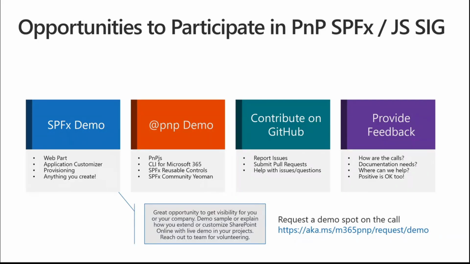Contributing on GitHub, of course, you can always report issues, submit pull requests, and help with issues and questions. If other folks have questions you might have an answer to, jump in there and help out. Always appreciated by everybody. And then you can provide feedback. How are these calls? How is the documentation? Where can we help? And positive feedback is okay too. If we're doing something you really like, we could try and do more of it.